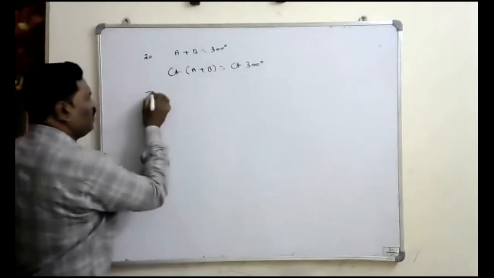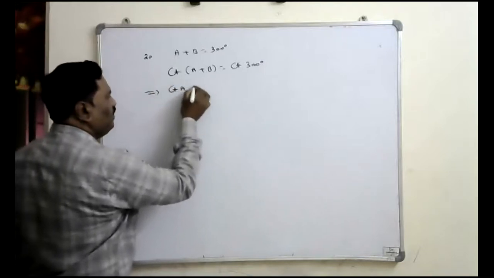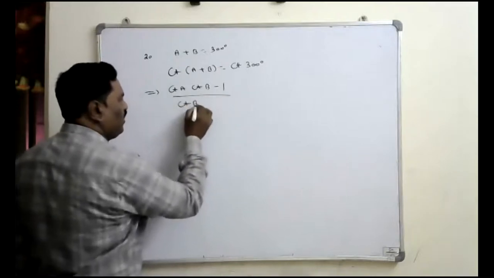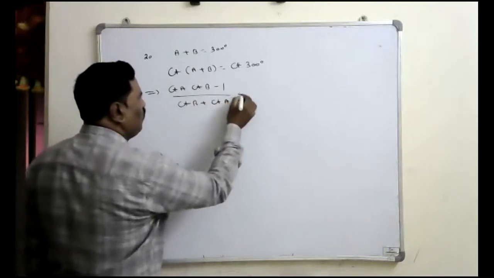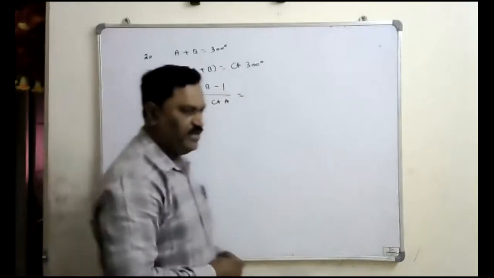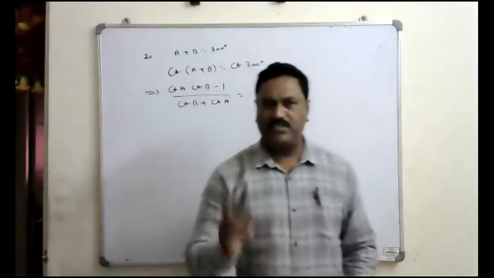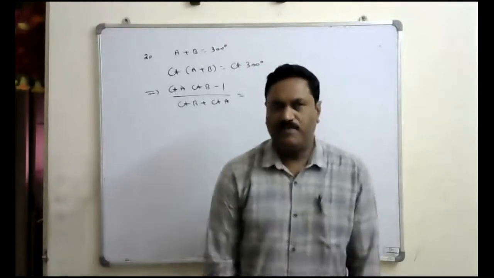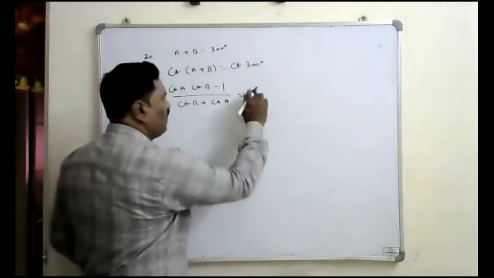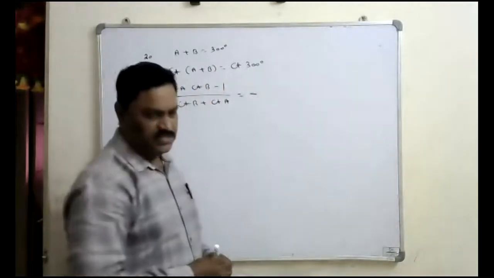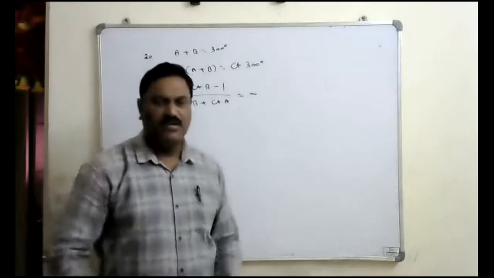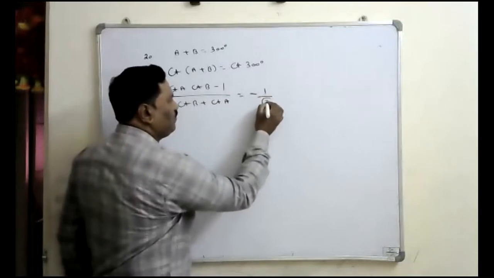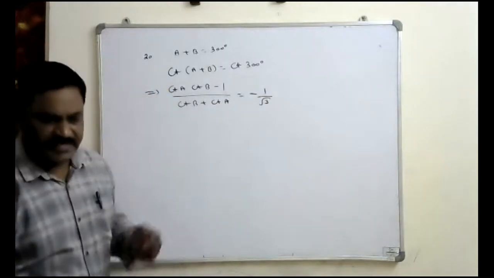Then we will expand it. Cot of a plus b means (cot a cot b minus 1) upon (cot b plus cot a) is equal to cot 300 degrees. So 300 we can write as 360 minus 60. 360 minus, which quadrant? Fourth quadrant. In the fourth quadrant cot is negative. Minus cot 60 degrees we will get. What is the value of cot 60 degrees? 1 by root 3. So cot 300 degrees is minus 1 by root 3.